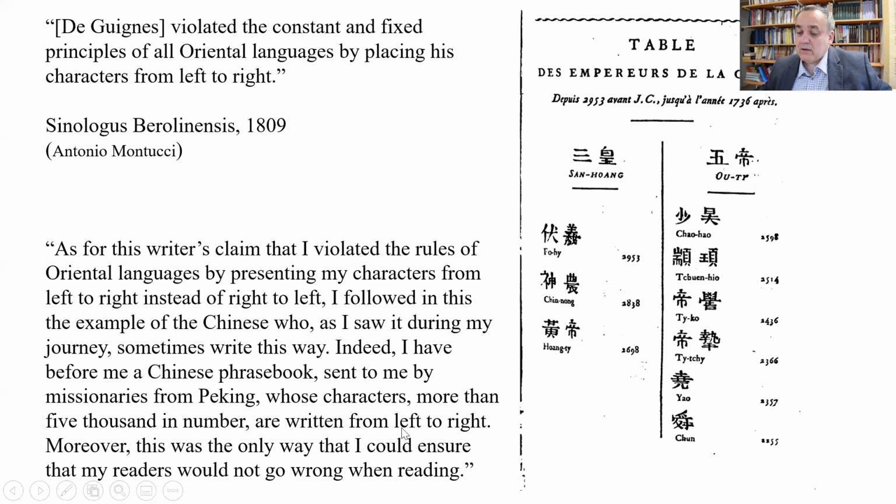De Guin responds to this because this commission of compiling the dictionary from the emperor obviously is extremely important. So he cannot leave this unanswered. It becomes a matter of keeping the commission. And so that's why he responds to Montucci's criticism.